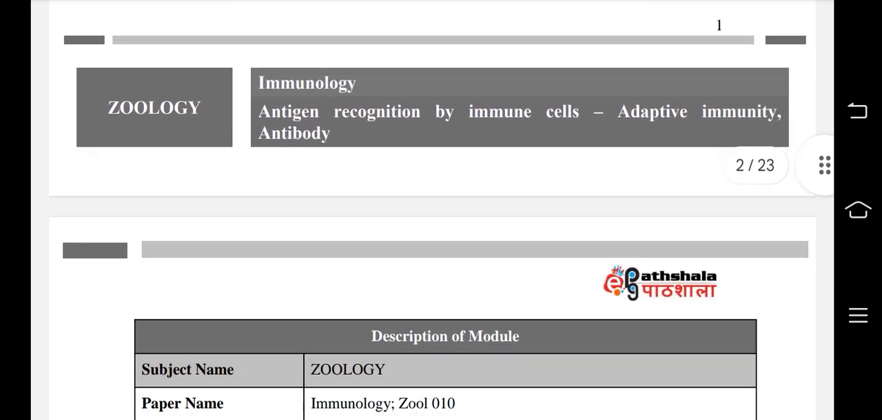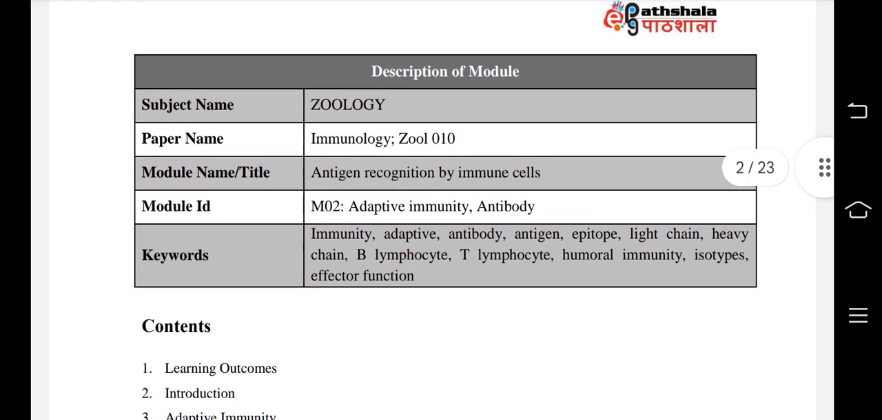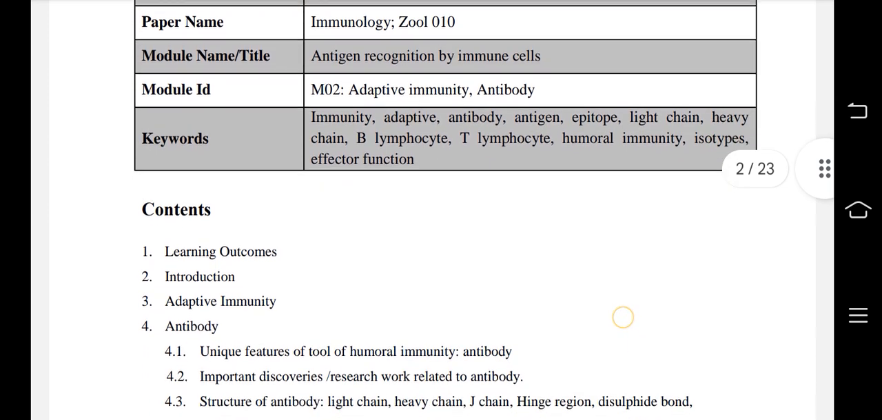Next topic: antigen recognition by immune cells, adaptive immunity and antibody. Immunity, adaptive, antibody, antigen, epitope we will be learning. Light chain, heavy chain, B lymphocyte, T lymphocyte, humoral immunity, isotypes and effector function.